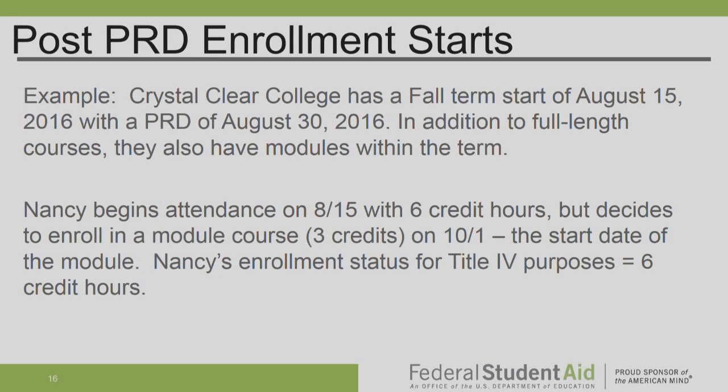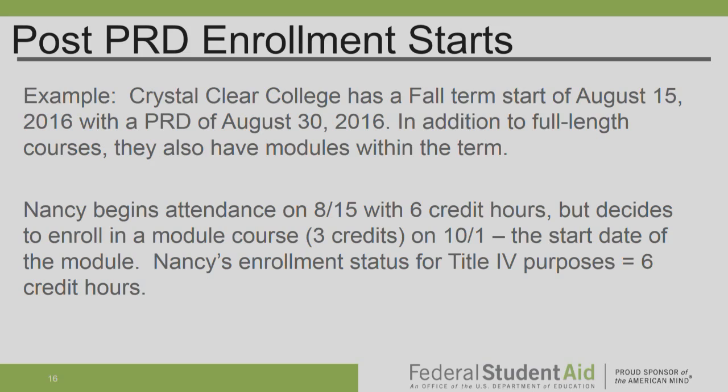Here we have the same exact scenario, but in this case, Nancy begins on August 15th with 6 credit hours, but decides to enroll in a Module 3 course on 10-1. Hold on. When was she enrolled? Was she enrolled prior to the PRD? She was. So in this case, am I going to take the enrollment status of the PRD or the enrollment status of a later enrollment date? Yeah, I'm going to take the PRD because the PRD happens after the enrollment. It's the latter of the two.